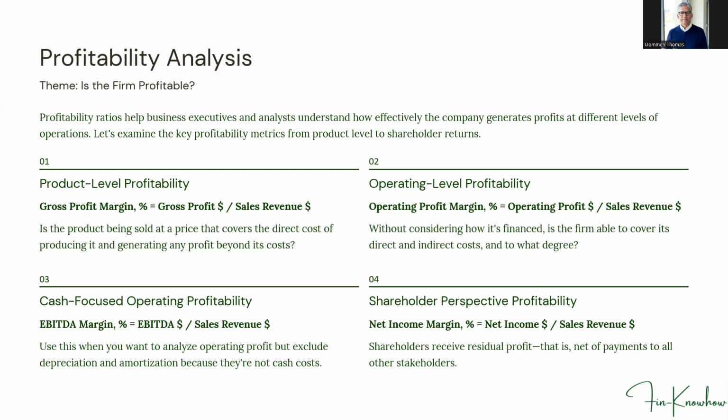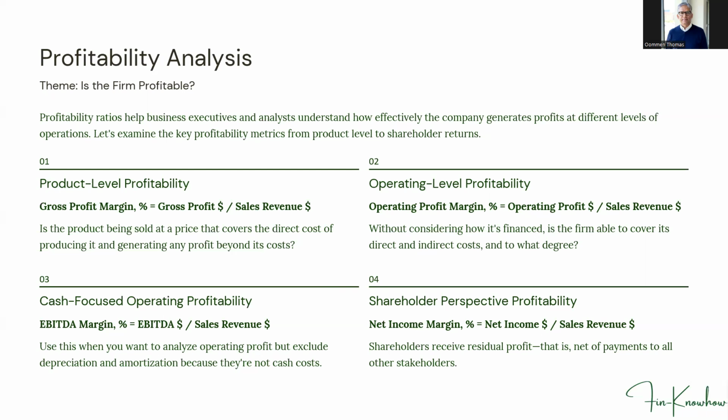Operating profit margin is nothing but operating profit divided by the same denominator, sales revenue. And it tells you how much the revenue covers both direct and indirect costs. Okay? The EBITDA variant on the operating profit does the same calculation. EBITDA margin is EBITDA divided by sales revenue. And then finally, you have the shareholder indicator of profitability, which is net income margin, which is net income divided by sales revenue.